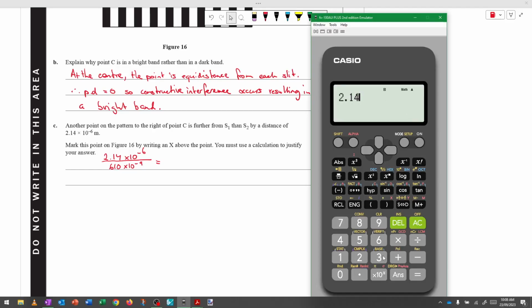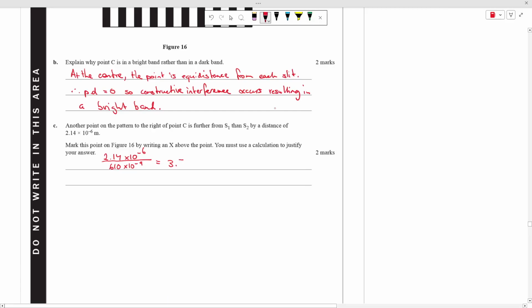2.14 times 10 to the negative 6 over 610 times 10 to the negative 9. 3.5, so that's fine. The fact that it's a 0.5 means we are at a dark spot, and the formula for dark spots, or nodes or nodal lines, whatever you want to call it, is n minus half times your wavelength. So this is telling me that n has to be 4, because 4 minus a half is 3.5.